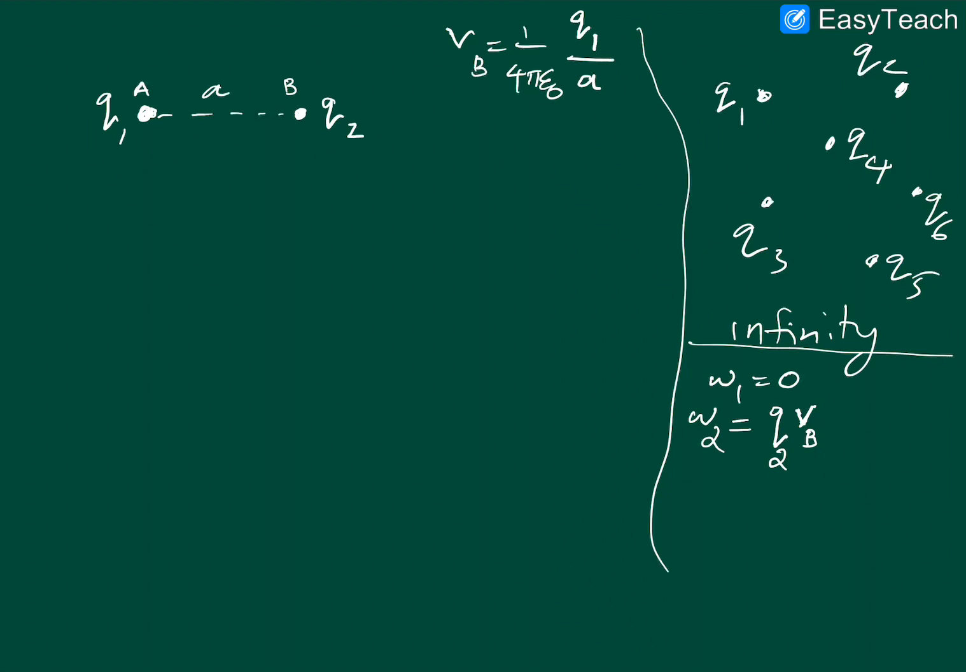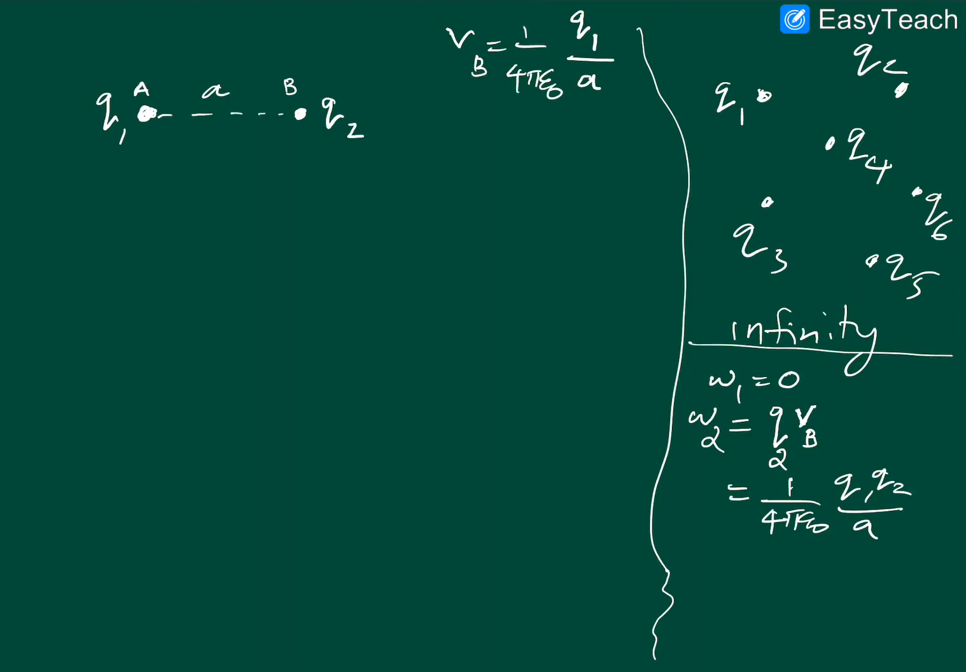So VB is 1 by 4 pi epsilon 0 Q1 by A. Work done in this process is Q2 into VB. VB is 1 by 4 pi epsilon 0 Q1 by A multiplied by Q2. That will give you 1 by 4 pi epsilon 0 Q1 Q2 by A. This is the amount of work done to bring second charge from infinity to B.